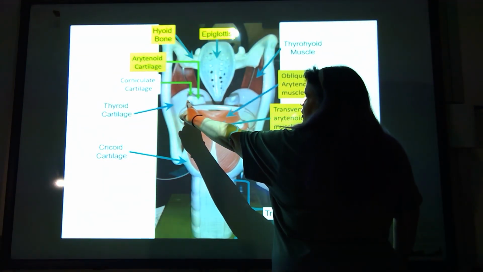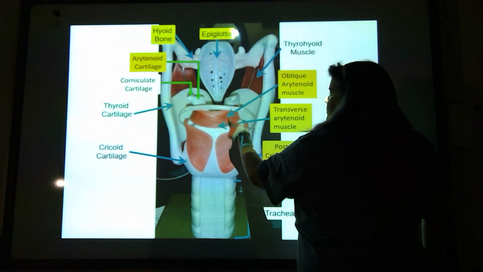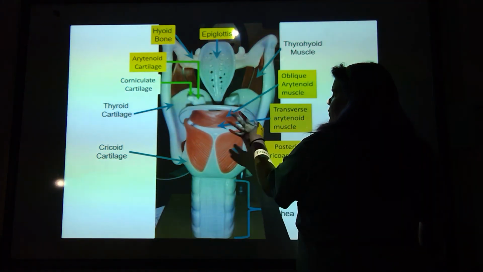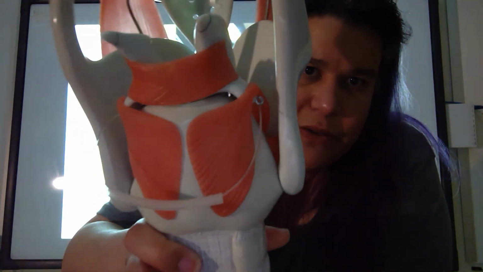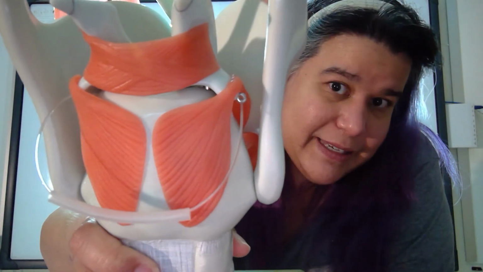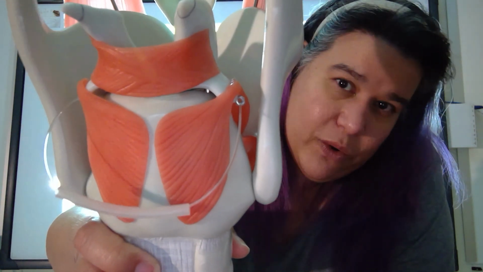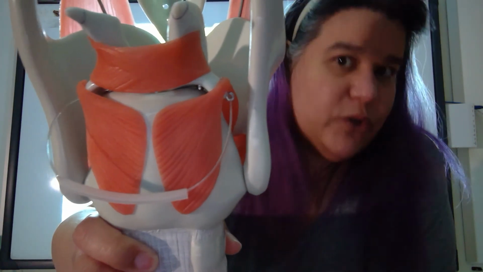There's the corniculate cartilage. This is the oblique arytenoid muscle. You'll notice that there's kind of an X here, and then under it is the transverse arytenoid muscle. So let me see if I can show you. See how there is an X of muscle on top of one that's just going right across, okay? The X is not going to be the transverse, it's going to be the oblique because it's at an angle. Whereas the one that's just going directly across is going to be the transverse because it just goes across.